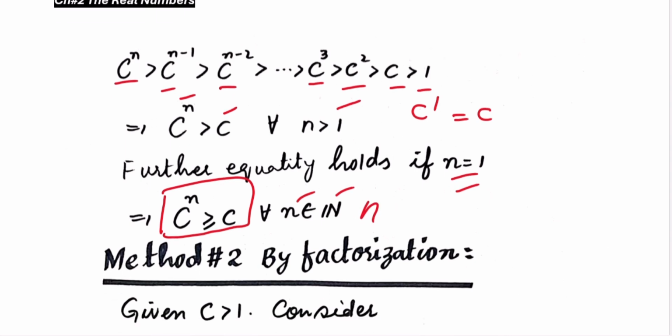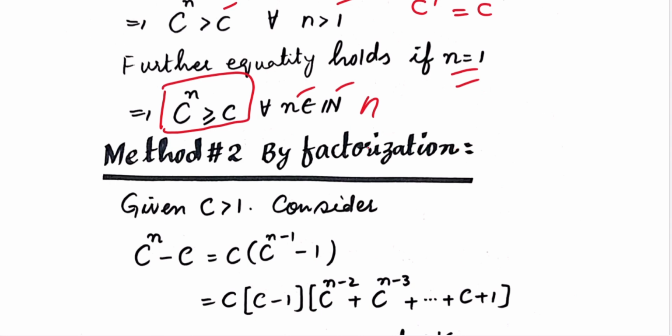This was method number 1. Now I discuss method number 2, that is the method of factorization. Given that C is greater than 1, I have to show that C^n is greater than C. So I consider the expression C raised to power n minus C. By taking C common, we have C times C raised to power n minus 1 minus 1, and by using its factorization, C raised to power n minus 1 minus 1 has the factorization C minus 1 times C raised to power n minus 2, C raised to power n minus 3, up to C plus 1.